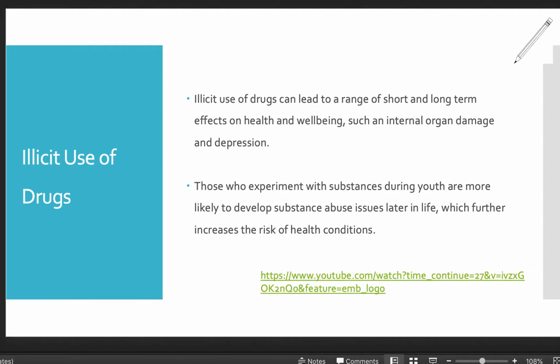Now, illicit or illegal use of drugs. When people are taking drugs that have been deemed to be illegal or illicit, remember that little pencil symbol up the top means you should be taking notes now. It can lead to a range of short and long-term effects and issues on health and well-being. Some of these can be internal organ damage and depression, and obviously they would be the long-term effects. Some of the short-term effects can be impairing of judgment, etc.